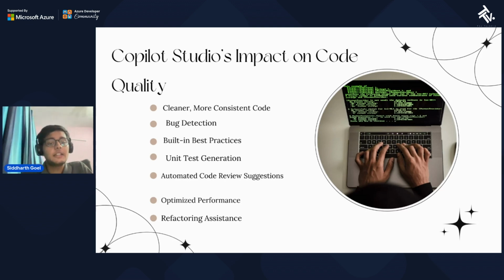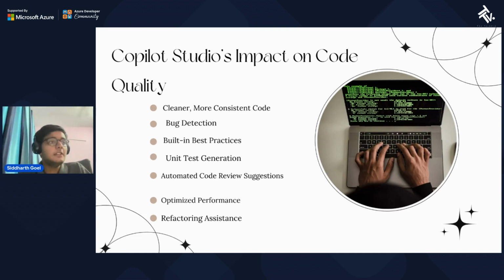Then next comes bug detection. Whenever you are writing the code, it's impossible for the project to have exactly zero bugs. So identifying these bugs is another challenge. If a bug is detected in the later part of the development cycle, it is a bit harder to rectify, and it also takes a lot of time. But Copilot Studio helps us to detect these bugs in the early stages of development only. So basically, this is what bug detection helps us with.